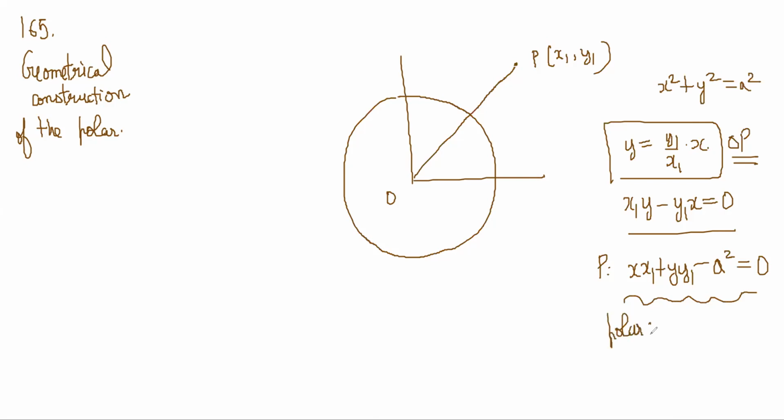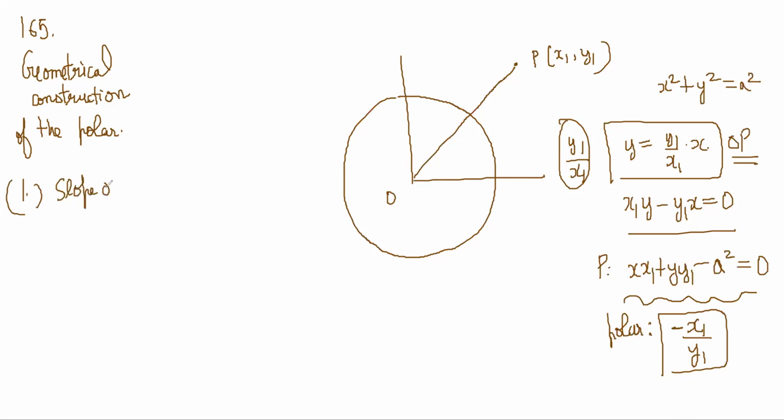Now notice the slope of the polar. The slope of the polar is minus x1 by y1. And what was the slope of OP? y1 by x1. So they are perpendicular. The first thing we notice is the slope of OP multiplied by the slope of the polar is equal to -1. So the polar will always be perpendicular to the line joining the center and the point.